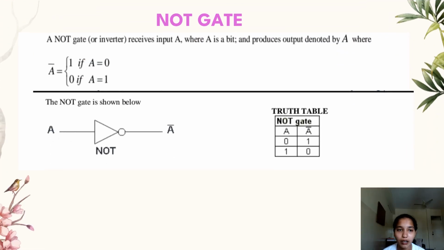NOT gate. A NOT gate or inverter receives input A, where A is a bit, and produces output denoted by A complement, where the output is 1 if A is equal to 0, and 0 if A is equal to 1. The NOT gate is shown below.